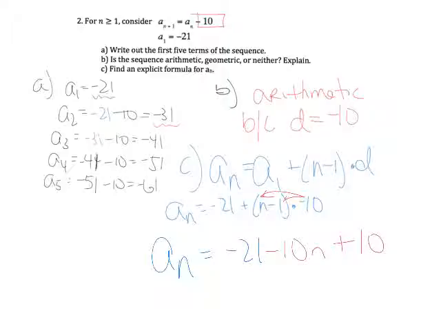And you can write it either way. So A sub n equals a negative 10n minus an 11, or I think I wrote it differently on the key. I put the negative 11 first. Any of those ways will work. Okay?